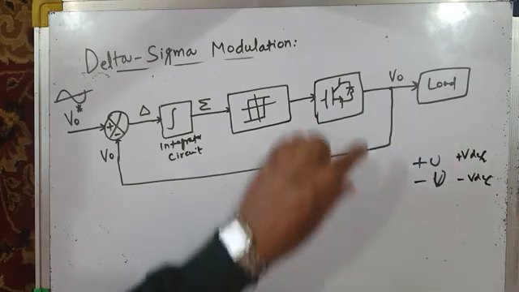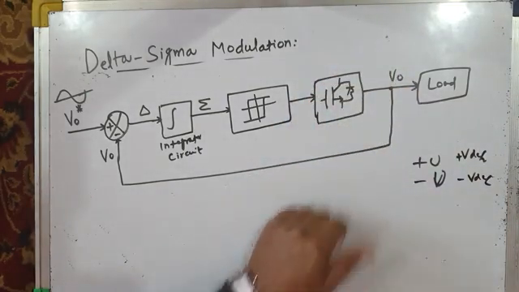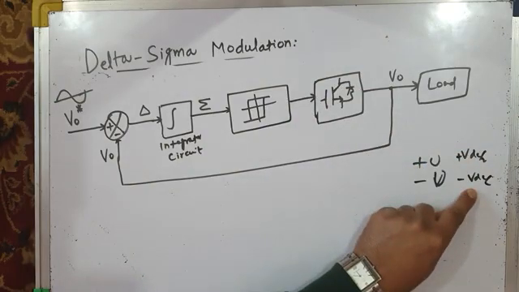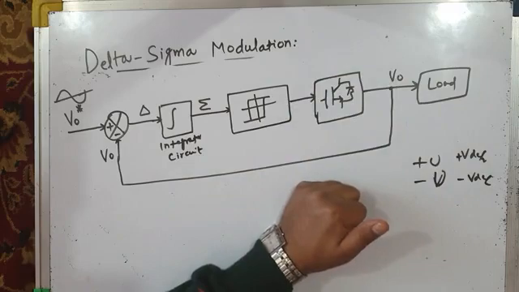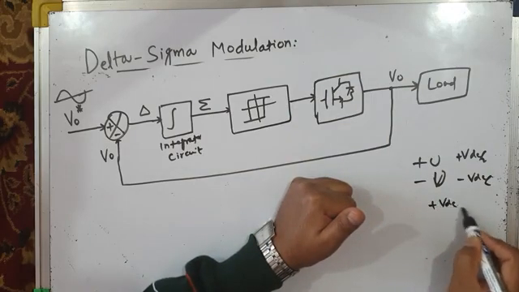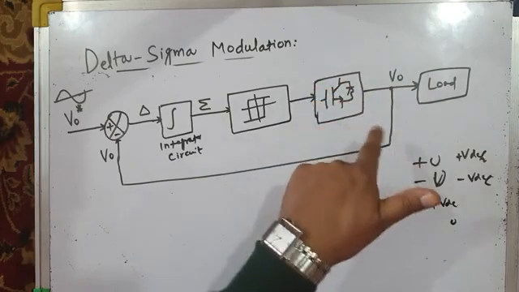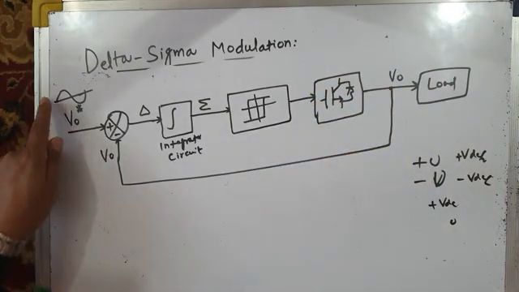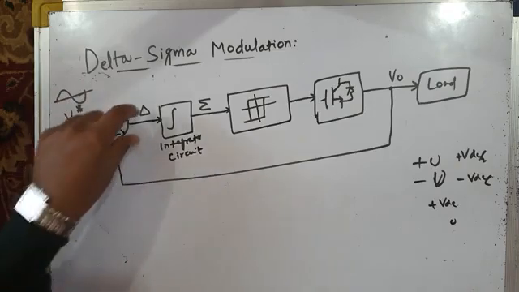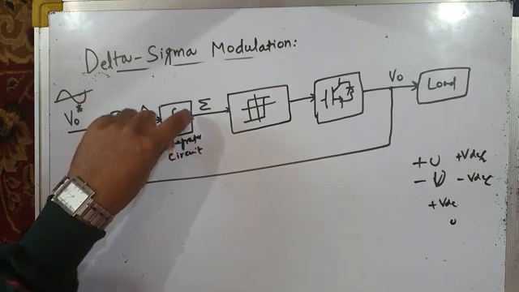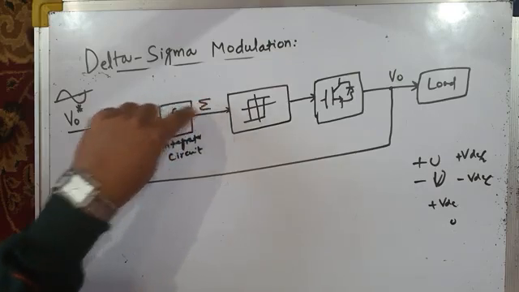This is the load voltage. If you consider the pole voltage, your pole voltage is either plus VDC by 2 or minus VDC by 2. If you are sensing the line voltage, it may be plus VDC and 0. Anyway, this voltage is then compared with the sinusoidal reference voltage. Error is produced. That error is integrated in the integration circuit, and then we get sigma. Sigma means integration of the error.